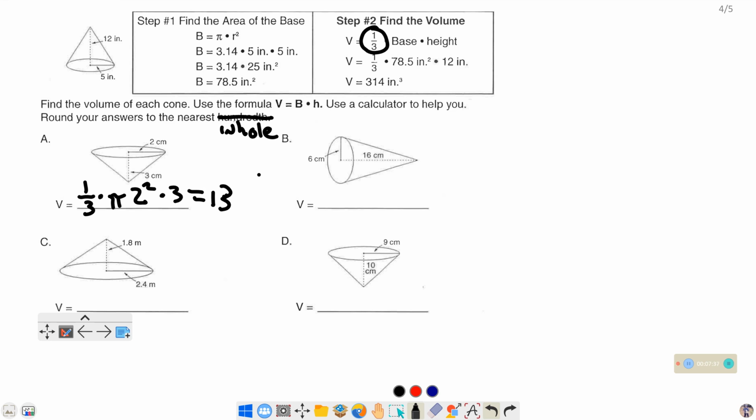Okay? Each of these problems is the same. It is 1/3 times pi times the radius squared times the height. Please write out what you are multiplying and round to the nearest whole. Pause the video to complete this page.